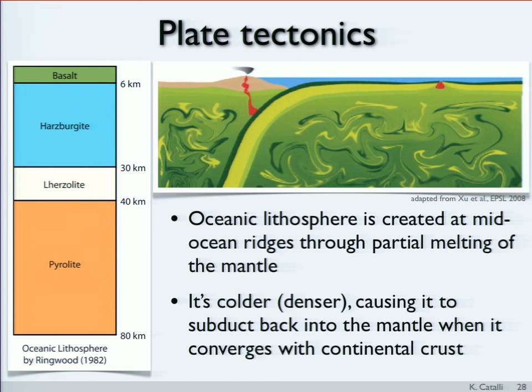And a slight review on plate tectonics. The Earth isn't homogeneous like I showed in that first slide. We have these processes happening at the surface of the Earth where we have, say, mid-ocean ridges where there's partial melting of the mantle that's causing differentiation of materials, and this creates the oceanic lithosphere, so basically the crust beneath the oceans.